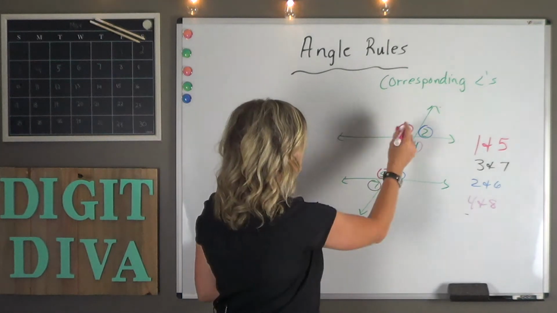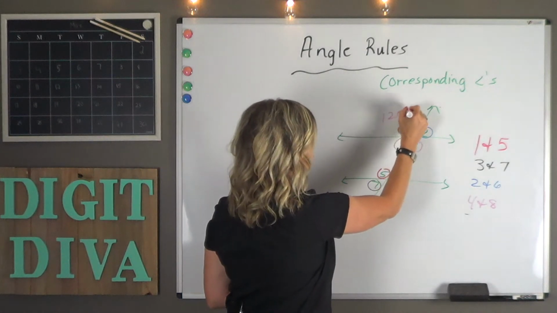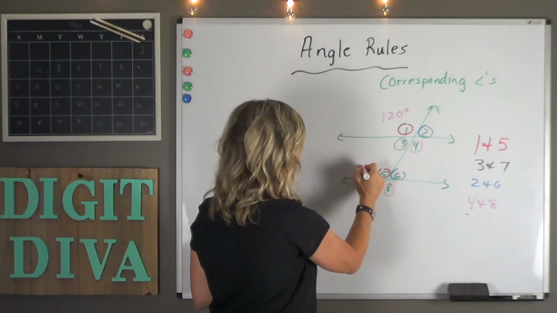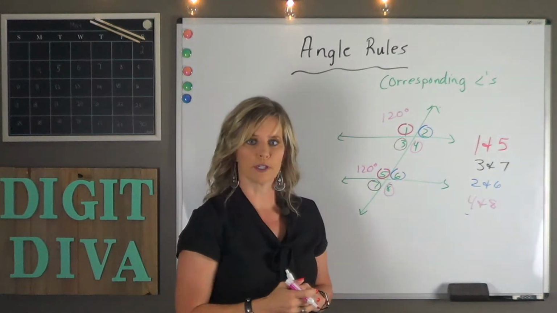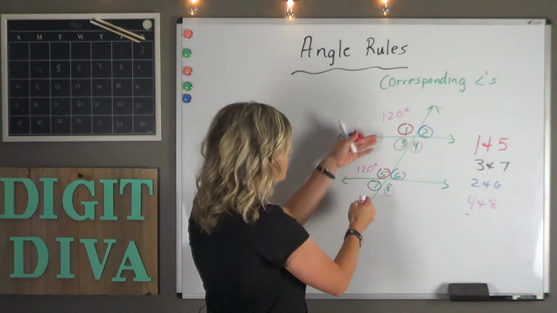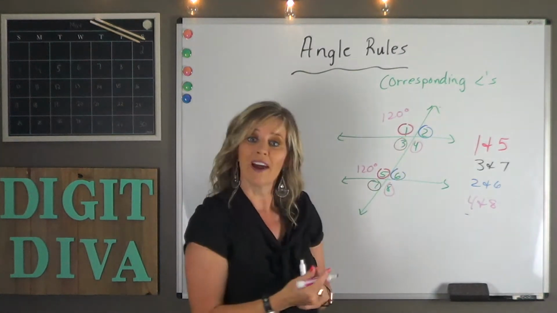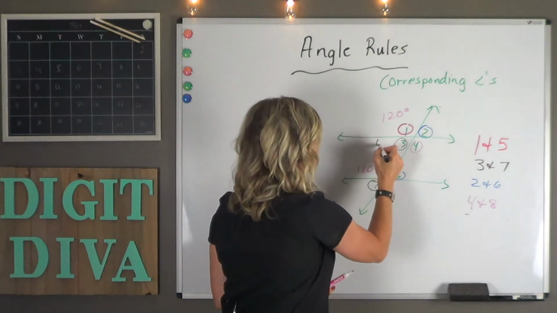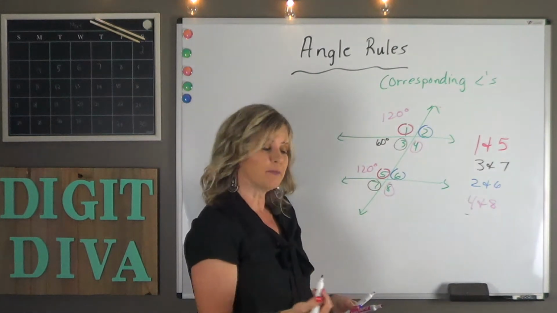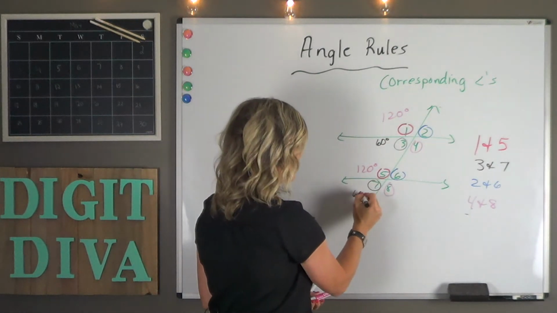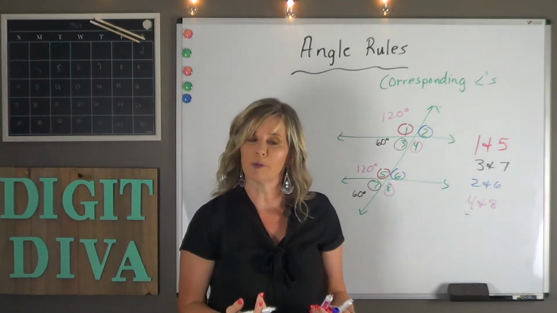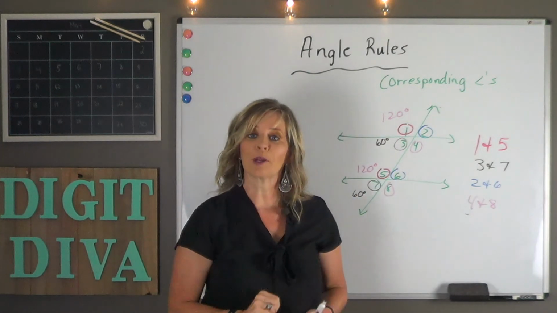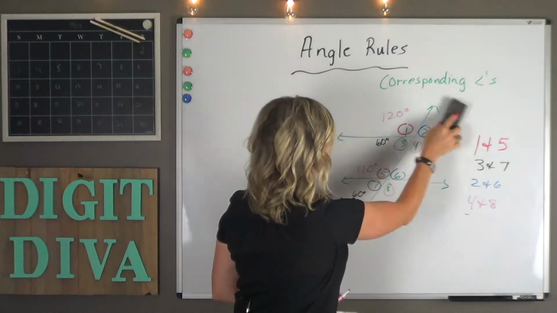So if this angle was, let's say, 120 degrees, angle 1, I can tell it's obtuse, it's larger than 90, then 5 would also have to be 120 degrees. Again, they're beside of each other, so they would have to add up to 180. So I know that angle 3 would be 60 degrees, which means 7 would be 60 degrees. Again, because they're corresponding. And I could go on and on, but I'm going to stop there and go on to the next angle rule.